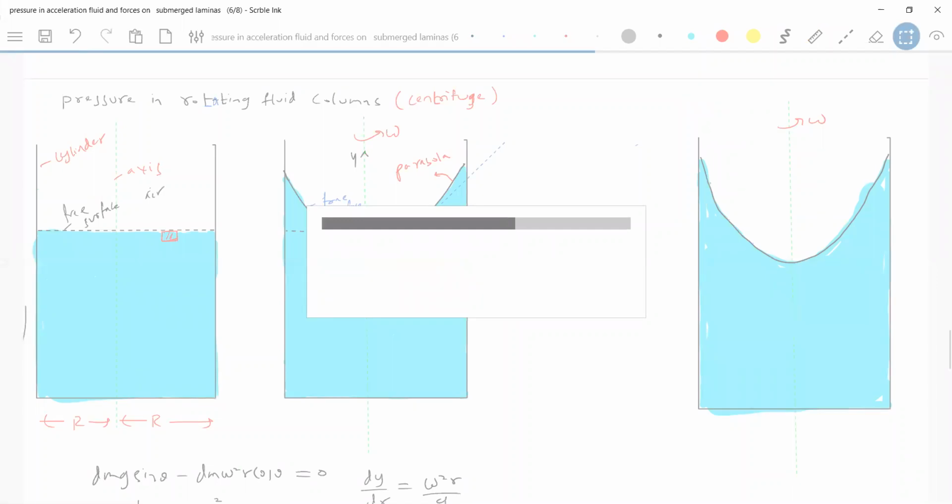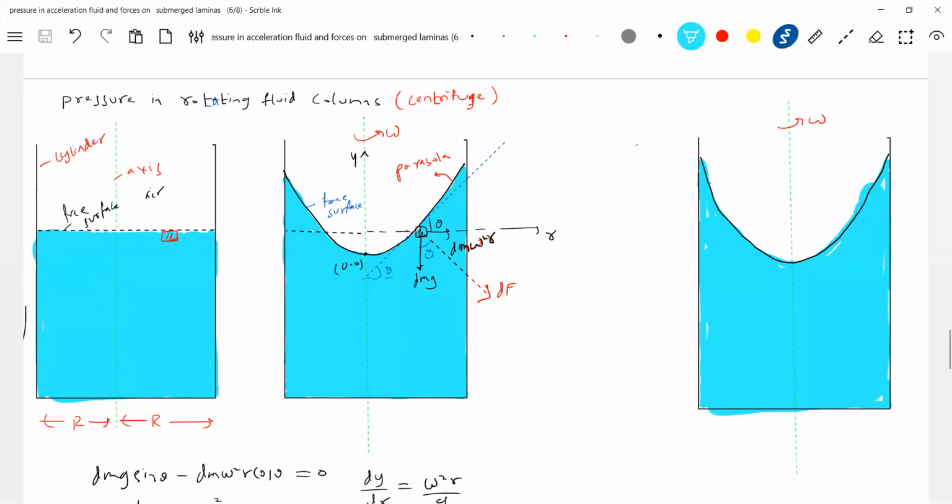So, pressure at various points inside the liquid column. What are the various points on the free surface? How does the pressure vary at different points? So first I'll start with the pressure at point 1, 2, 3, 4, 5, and 6.